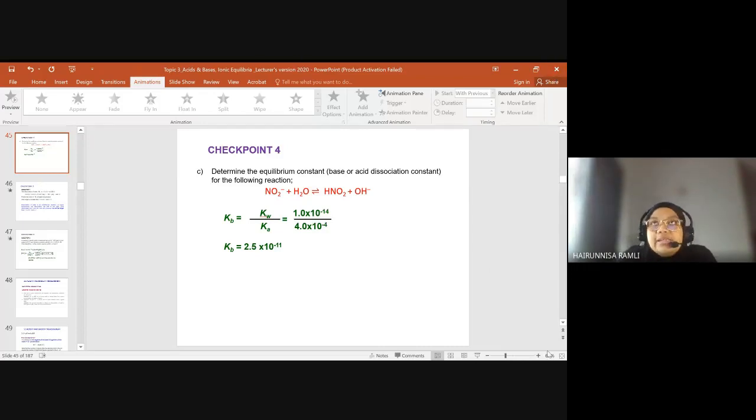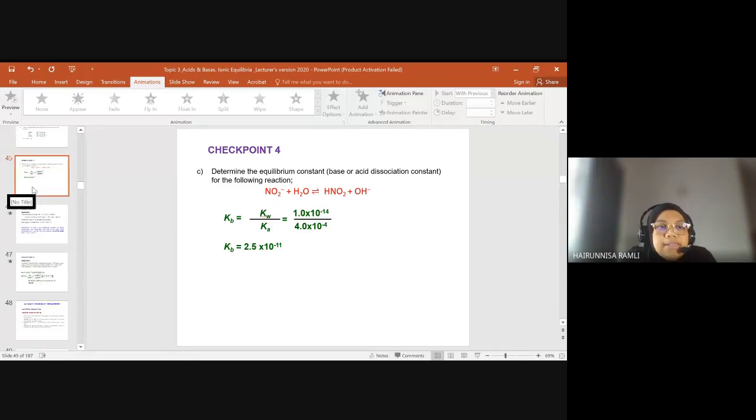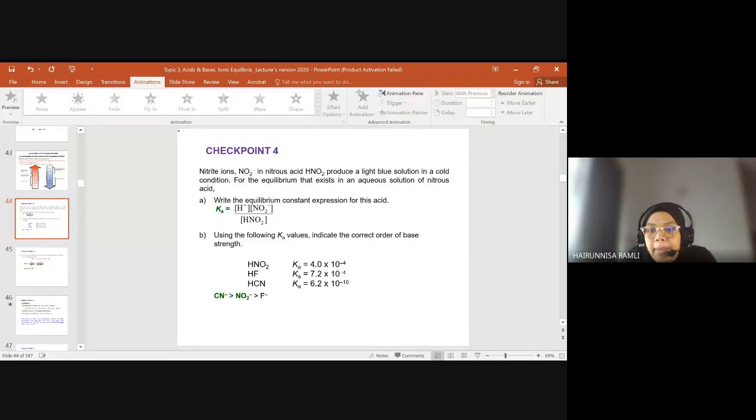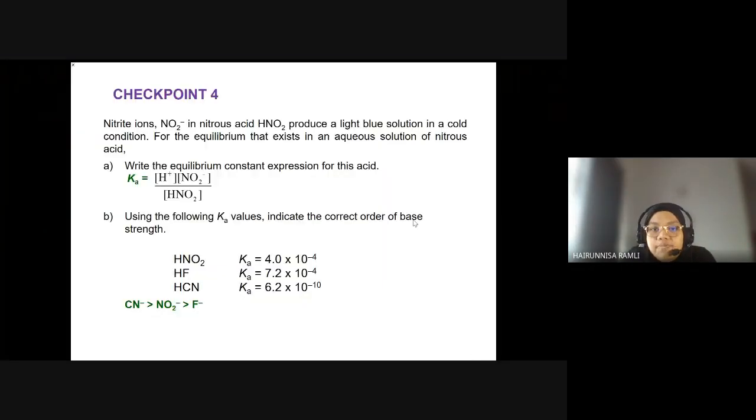Before kita sambung, there's some correction actually for the checkpoint number 4. Ini sebelum pH, pOH lagi, ini kita belajar pasal Ka, Kb lagi. Remember this question asks you to write the constant of Ka. Yang ni saya ada betulkan. So I prefer to have H3O plus, and then the B sebelum ni ada another ions, saya dah cancel. Ni saya dah betulkan. I think this one we have no issue on.